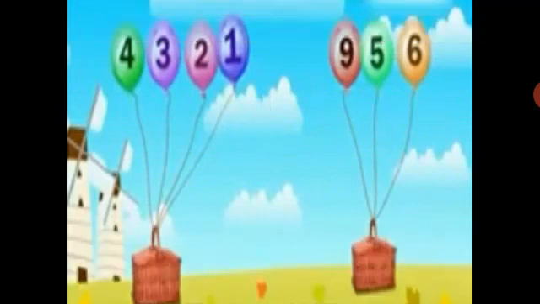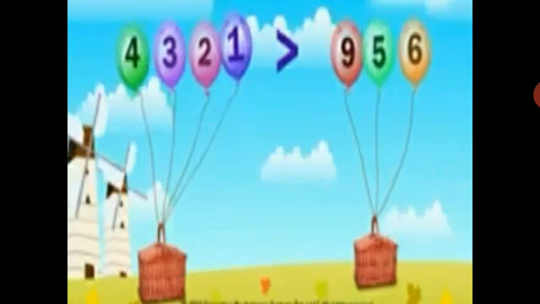956. So compare these two numbers: 4321 has 4 digits, 956 has 3 digits. So which one is smallest, 4 or 3? 3 is the smallest and 4 is the greatest. So 4321 is the greatest number. So we want to write the greater than symbol. Have you understood this one?